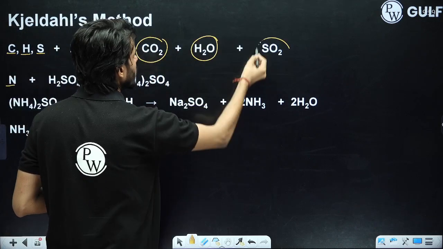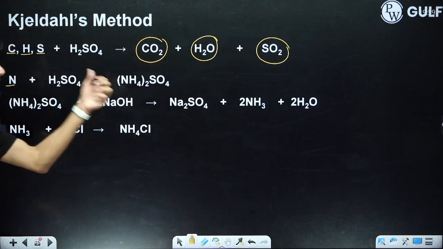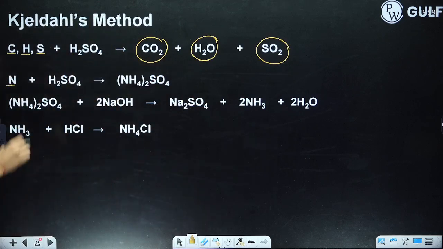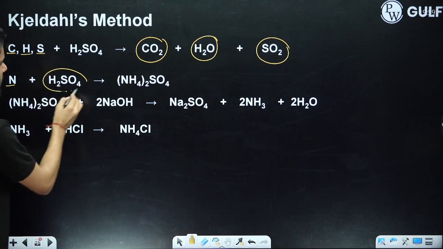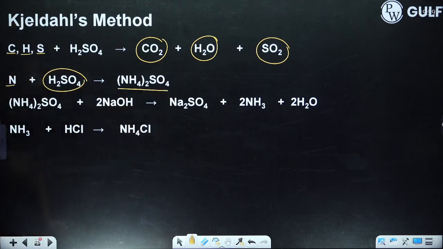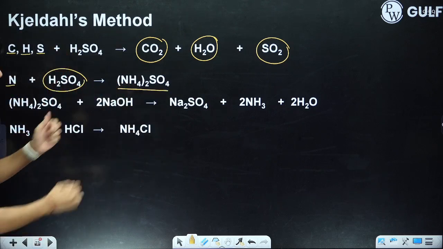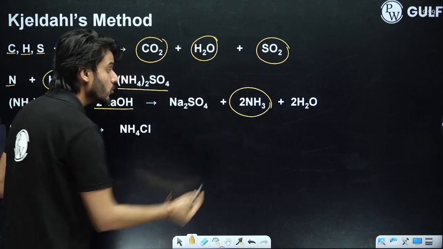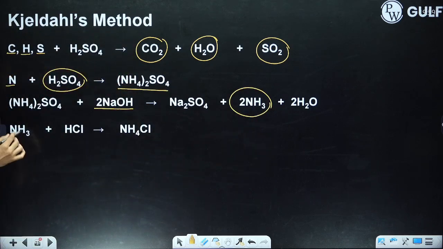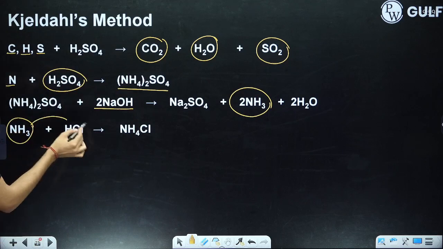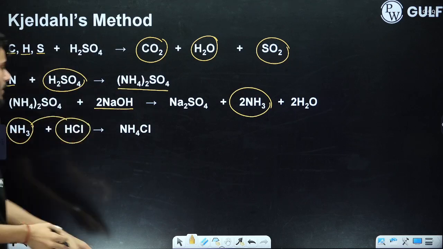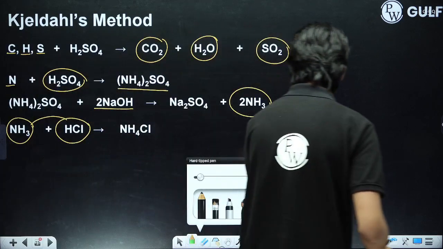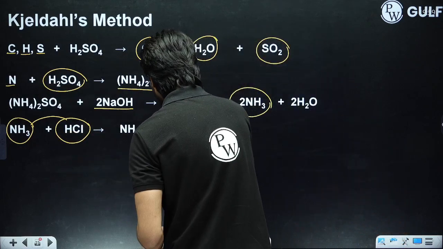You can detect all these with the same method like we did in the previous one. But in case of nitrogen, by reacting it with H2SO4, it will make ammonium sulfate first. And when you react this ammonium sulfate with sodium hydroxide, it will make you ammonia. Now, in the final reaction, you will neutralize this ammonia using this acid, and to estimate your nitrogen, you will apply the stoichiometry in the final equation, guys.